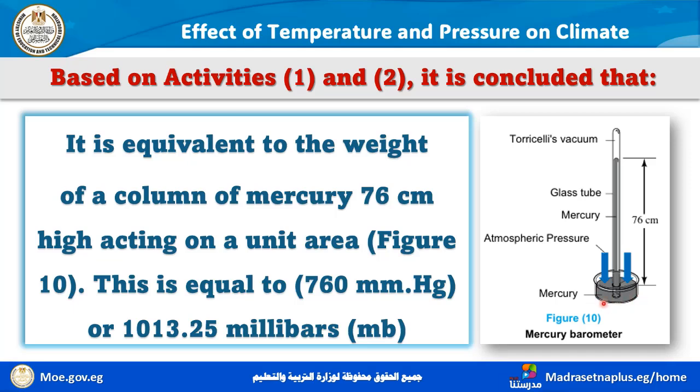the unit area, like here in the figure in the mercury barometer, and it's equal to 760 millimeter Hg. Hg means mercury, or 1013.25 millibars. This is the value of the normal atmospheric pressure.